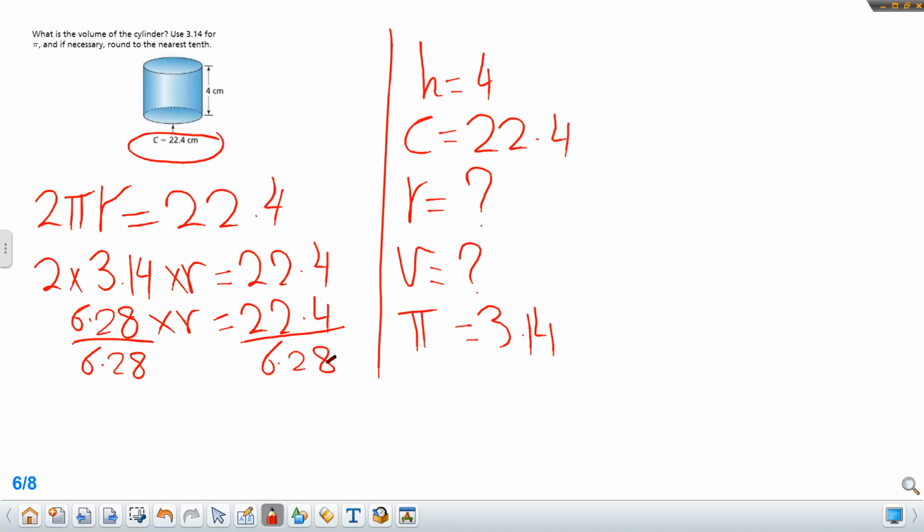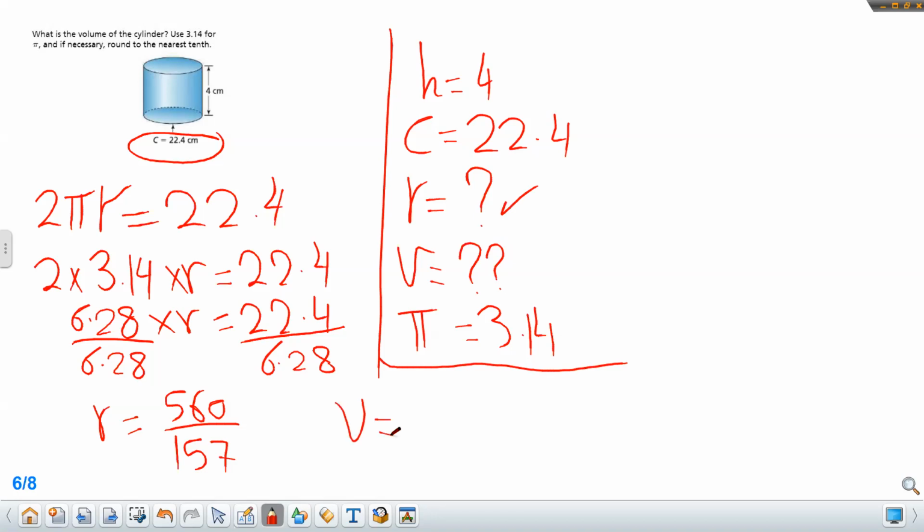Okay, so the radius will be radius equals 560 over 157. Okay, so now I have a radius. So how to find the volume? Using direct substitution in its rule. So volume equals pi r square height. Pi is 3.14 times r square, which is 560 over 157 whole power 2, times height, which is 4.